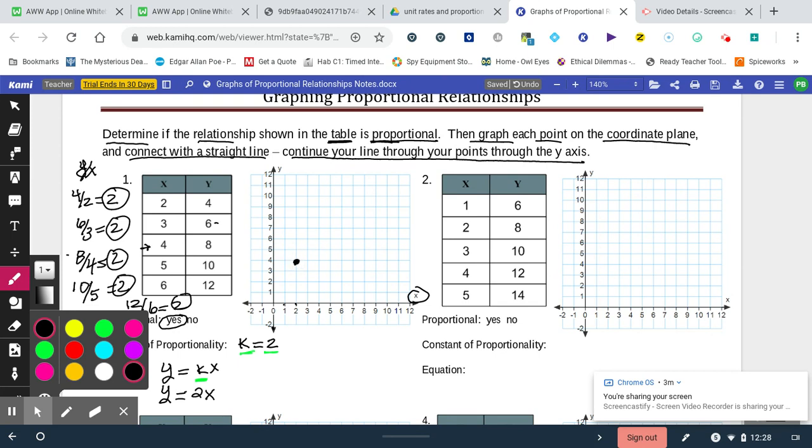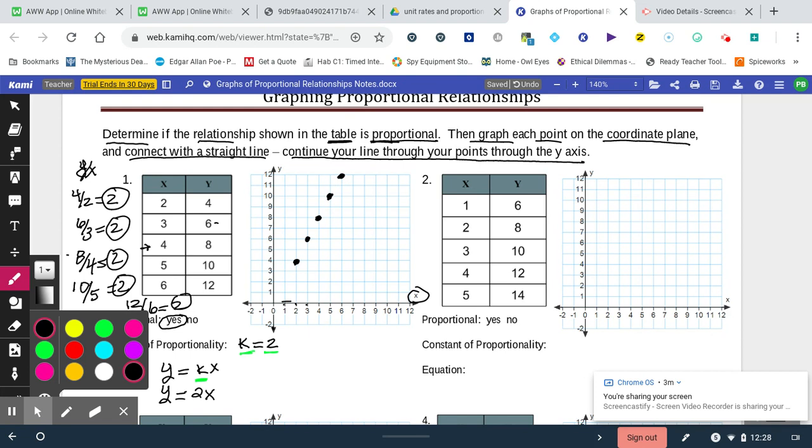(3, 6) means go to the right of 0, 3, and then up 6. So there's (3, 6). (4, 8) means go to the right 4 and up 8. (5, 10), go to the right 5 and up 10. (6, 12), go to the right 6 and up 12.